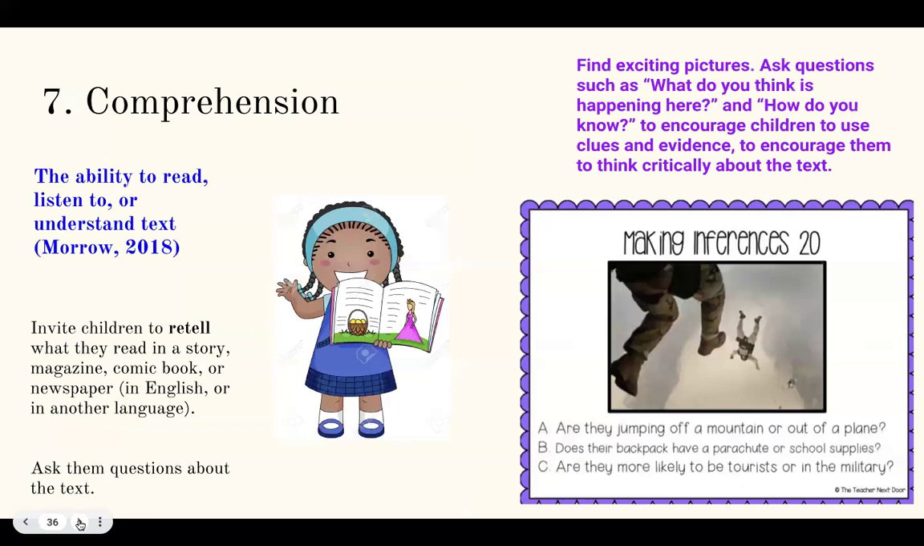A seventh element is comprehension. So this, of course, is the ability to read, listen to, or understand text. Inviting students to retell what they read in a story with families, but also thinking about retelling a news story that maybe those in their household watch together, or a song that they listen to. And also even just responding to pictures, making some inferences about what they see in a really interesting magazine or book.